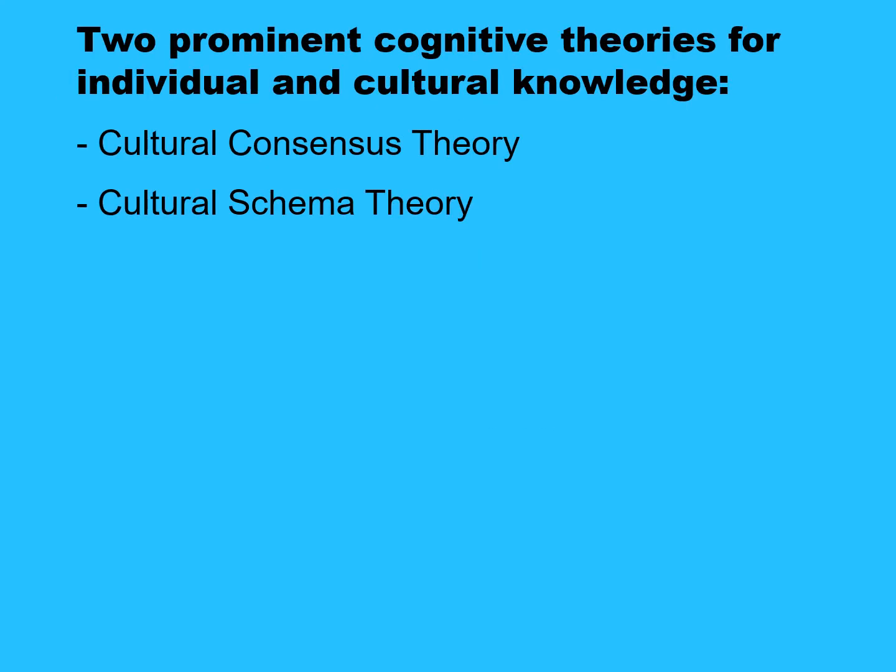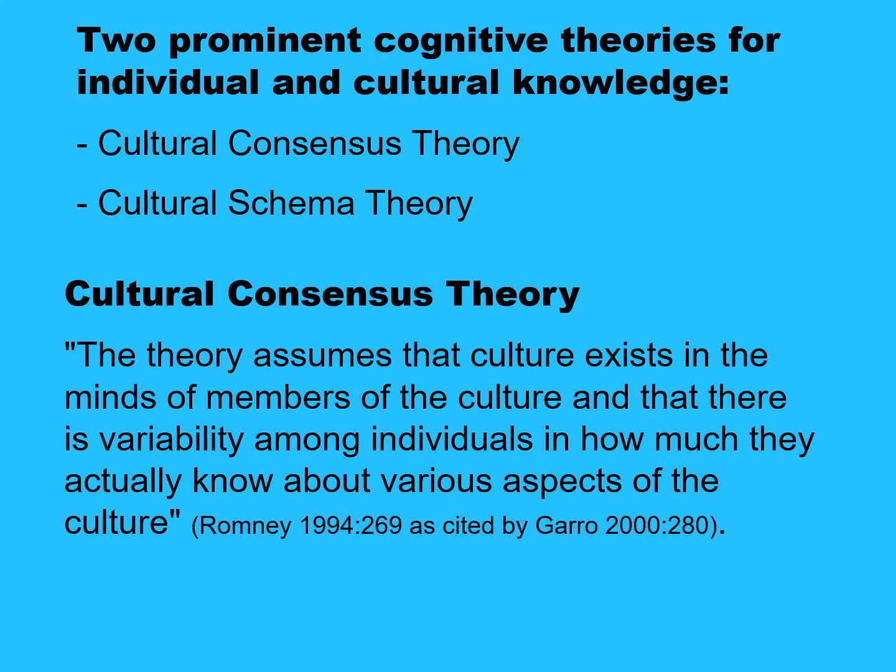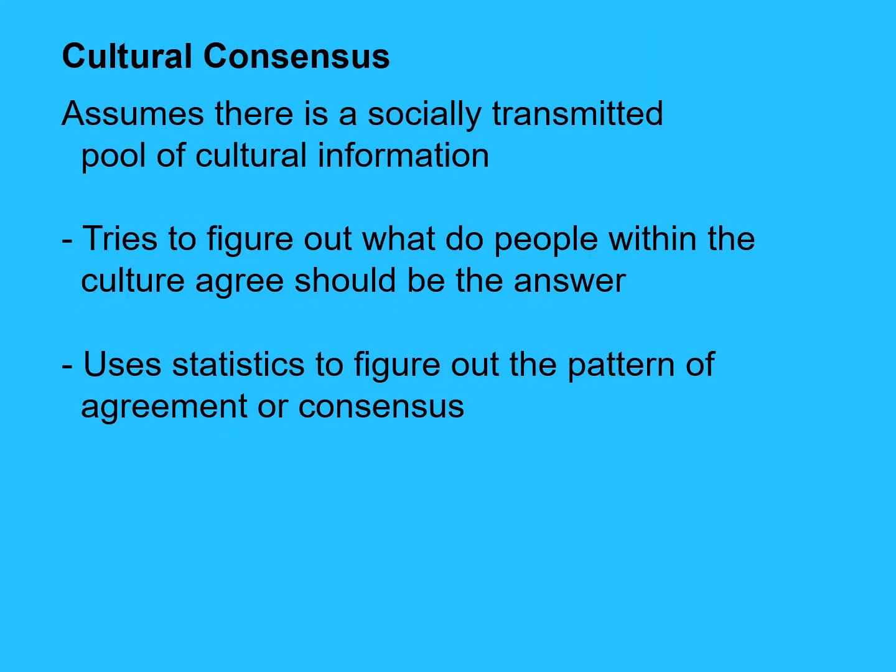Two prominent cognitive theories have been used to talk about individual and cultural knowledge. These are the cultural consensus theory and the cultural schema theory. The cultural consensus theory assumes that culture exists in the minds of the members of the culture, but that there is variability among individuals in how much they actually know about the various aspects of the culture. So cultural consensus assumes that there is a socially transmitted pool of cultural information, and it tries to figure out what do people within the culture agree should be the answer to any particular issue or question or action. And it uses statistics to figure out the pattern of agreement or consensus.